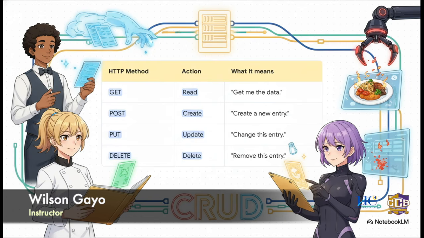A GET request is just asking to read some data. It's like saying, "Get me the menu." A POST request is used to create something new, like placing a new order. PUT is for update. You're changing an existing order, maybe saying, "Hey, change my steak from medium rare to well done."